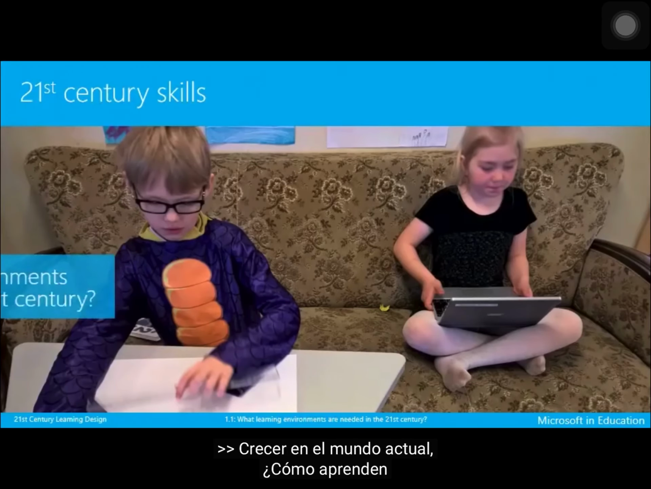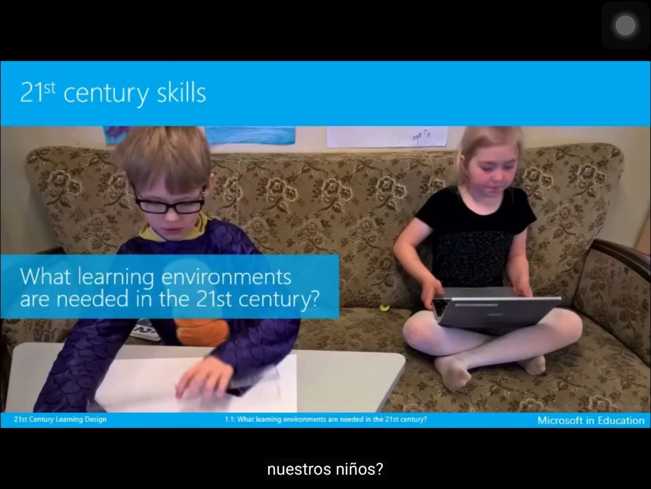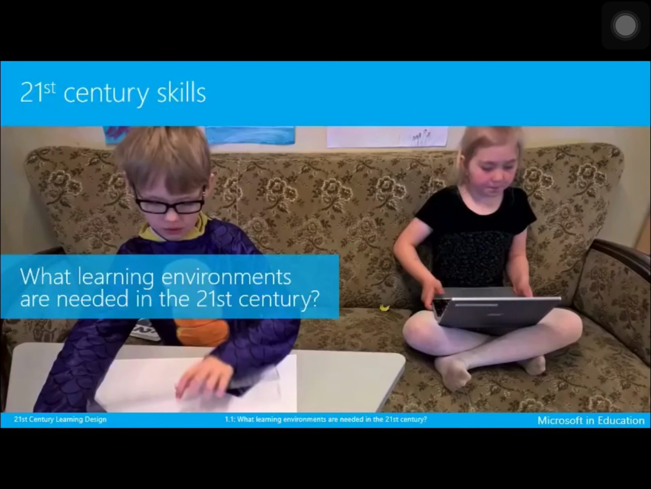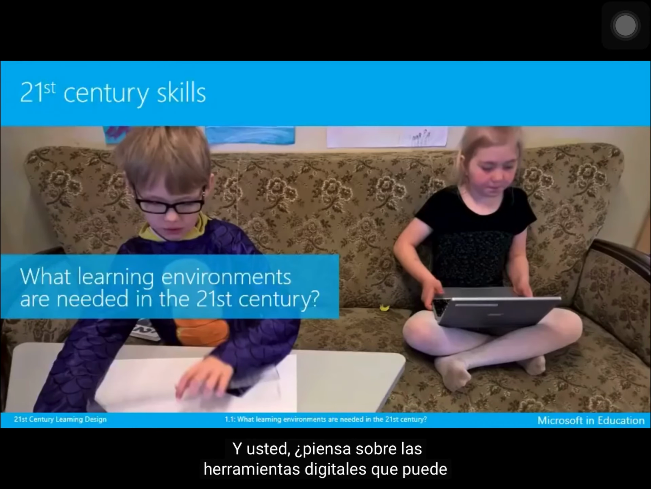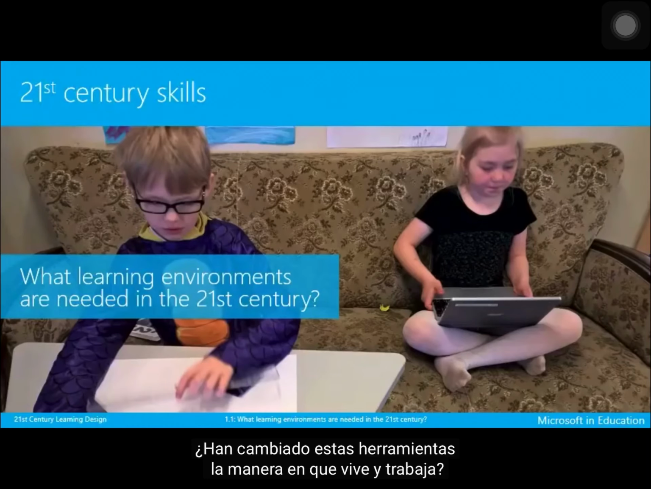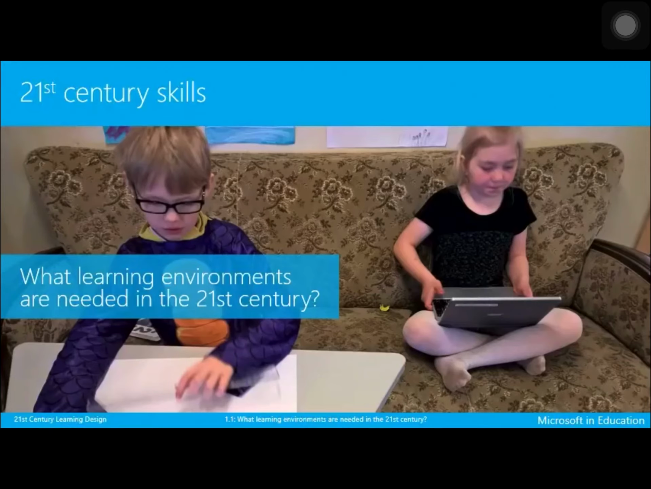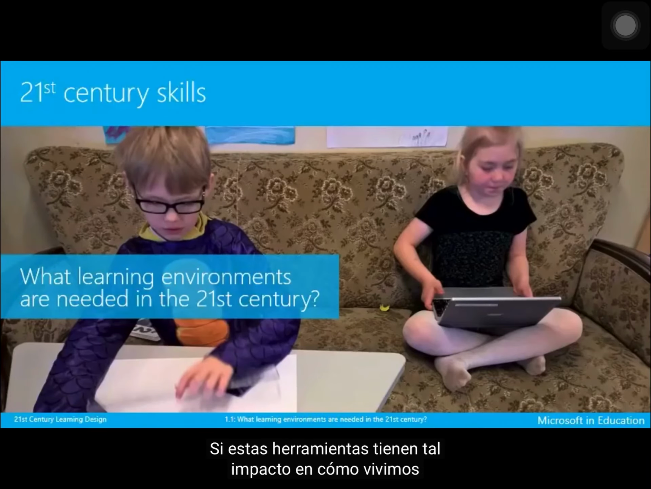Growing up in the world of today, how do our children learn? What digital tools have they access to as they try to make sense of the world around them? Indeed, think of the digital tools you may use in your own day-to-day life. Your mobile phone, for instance. How much do you depend on that? Have these tools changed the way you live and work? How you communicate and interact with your family, your friends, your colleagues? If these tools are having such an impact on how we live our lives, perhaps it is time for us as educators to consider what learning environments are needed in the 21st century.